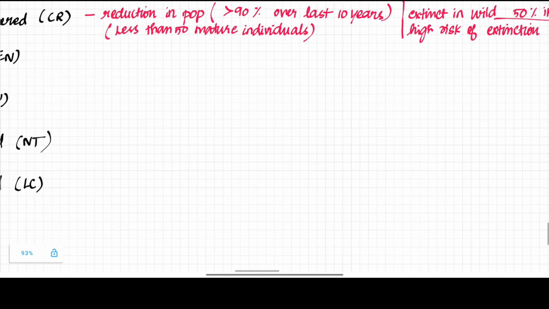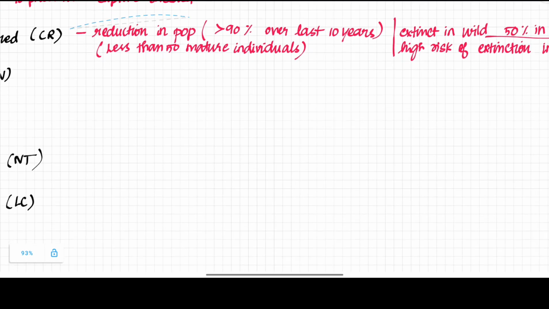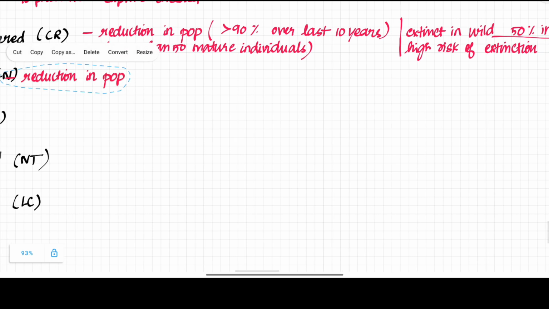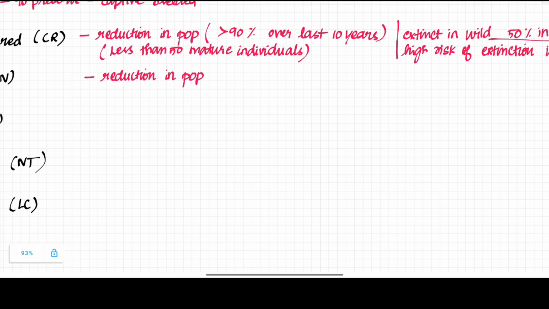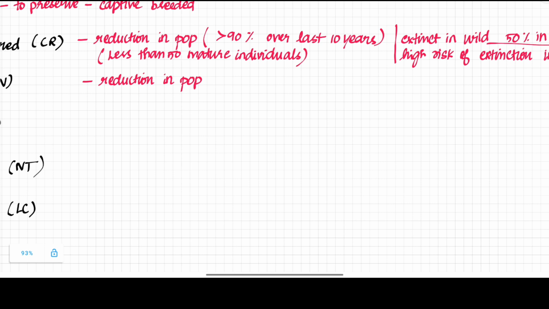Now, what does endangered mean? The same thing we need to mention: reduction in the population. Here also we are mentioning, instead of 90%, 70% for endangered. So for endangered, we are using 70% over the same 10 years. Greater than 70% of the population is reduced over the last 10 years. The same concept is repeating.